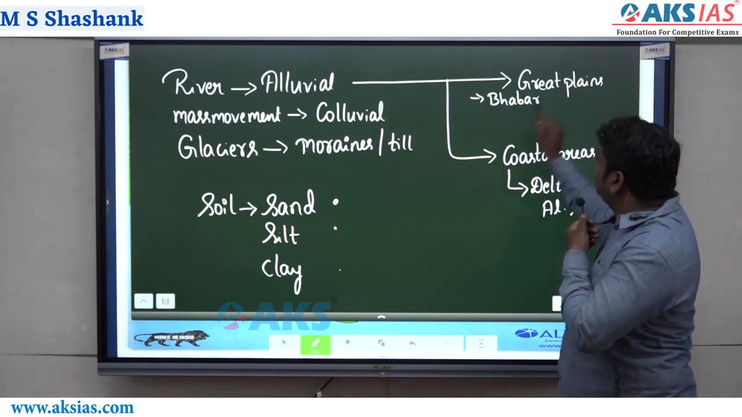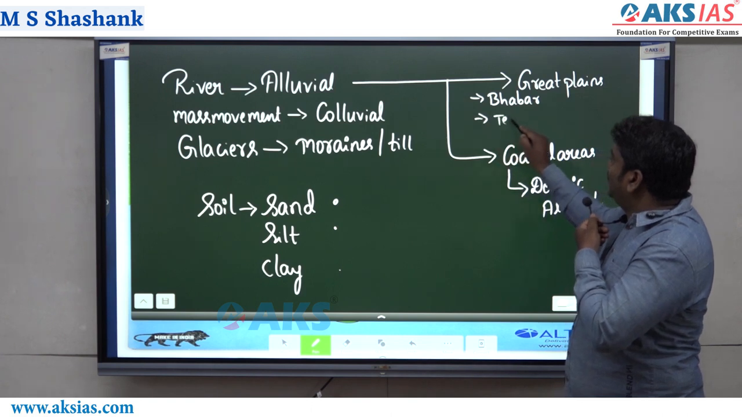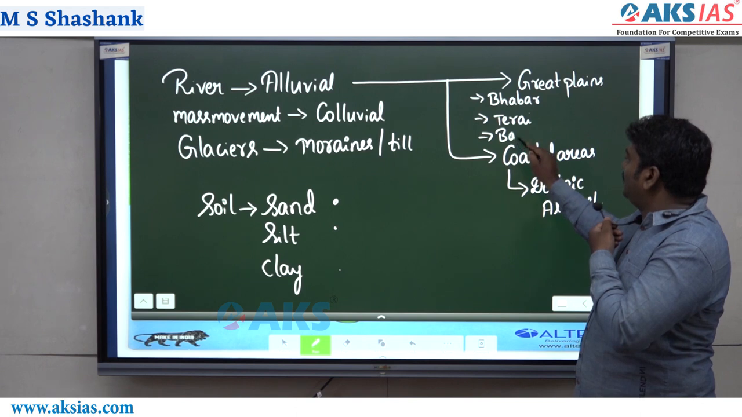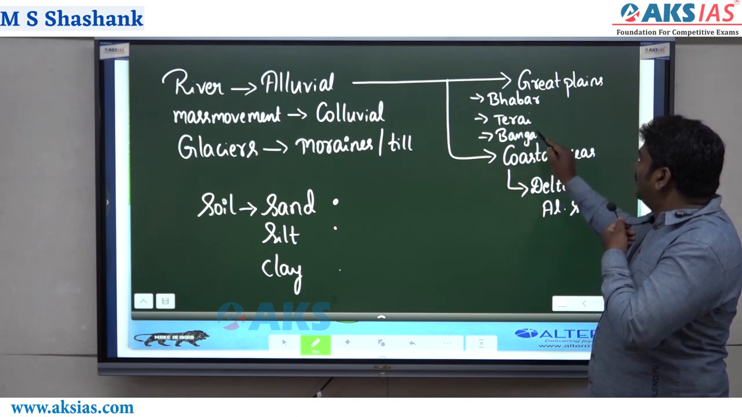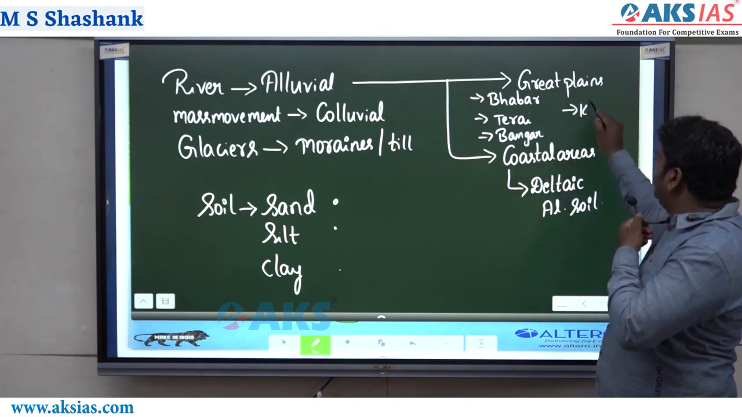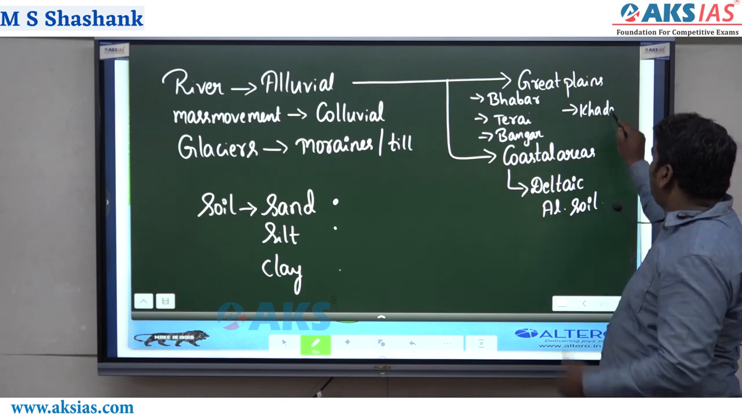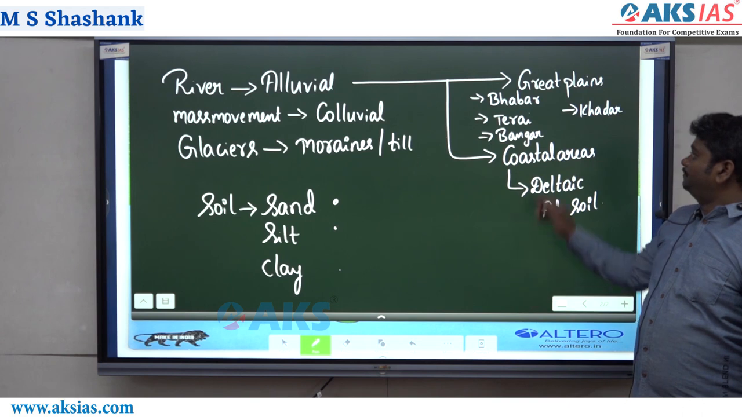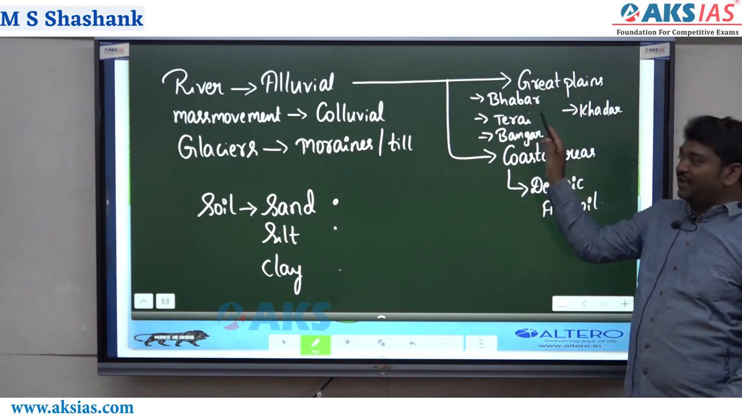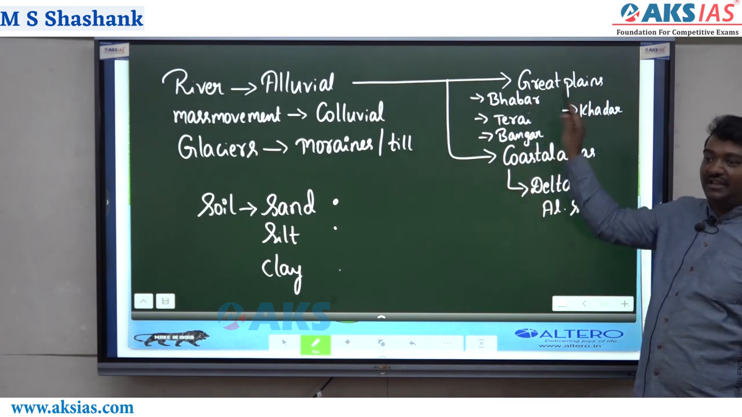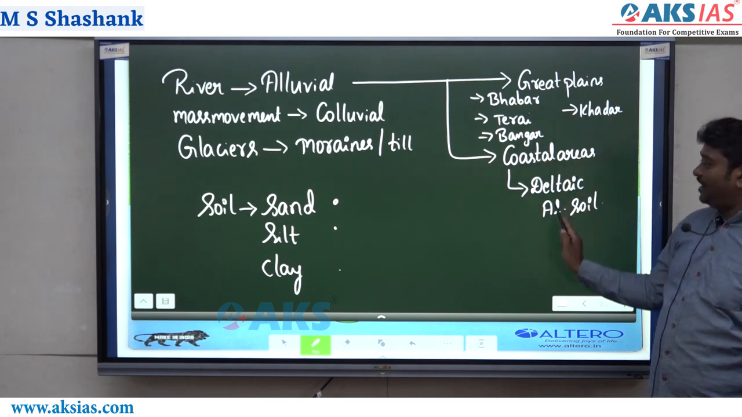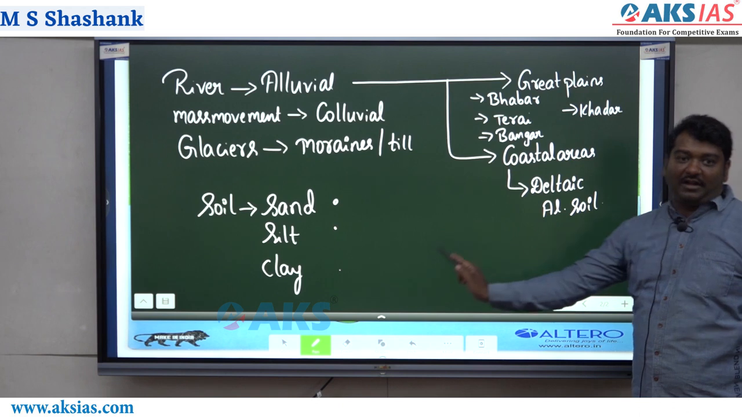But when it comes to the Great Plains, yesterday we saw, what are the four you observe? Bhabar, Terai, Bangar, Khadar. What are these? These can be sand, silt, clay, anything can be there in this part. But here mostly what will be there? Clay.